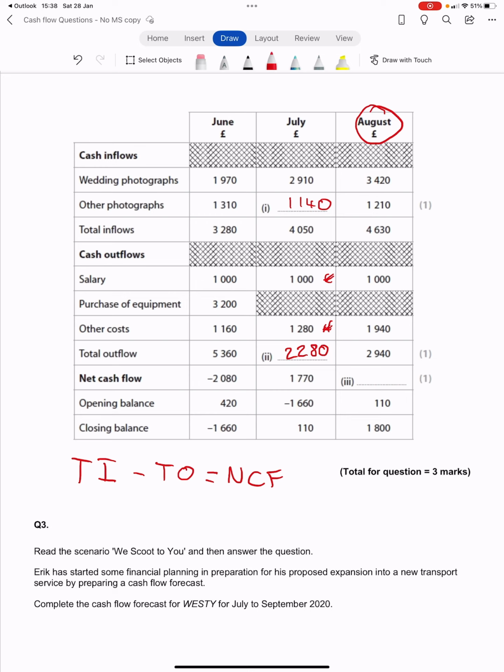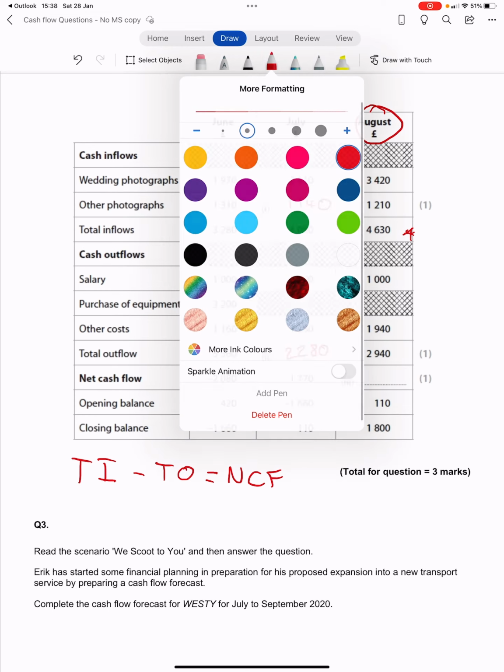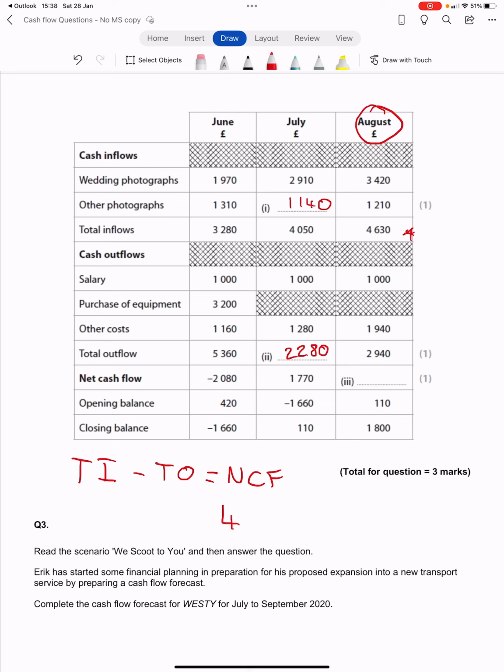So for the last one then, for August, we're going to calculate net cash flow, and we're going to take the total inflows of £4,630. Let's get rid of all of this. £4,630, and we're going to knock off the total outflow in August of £2,940.